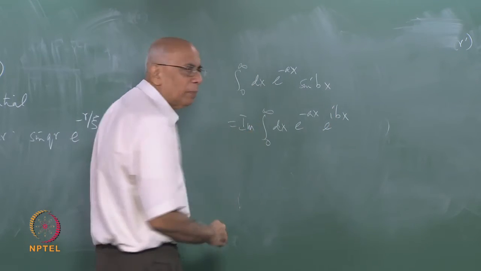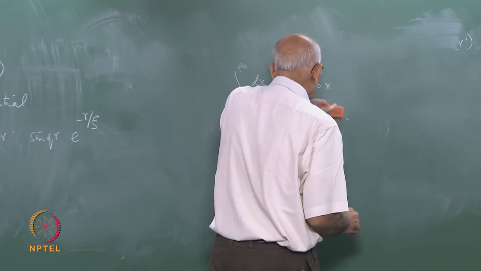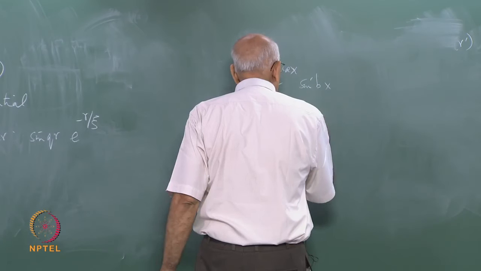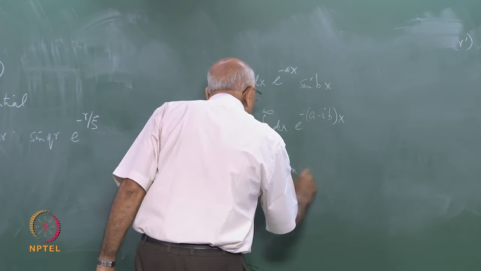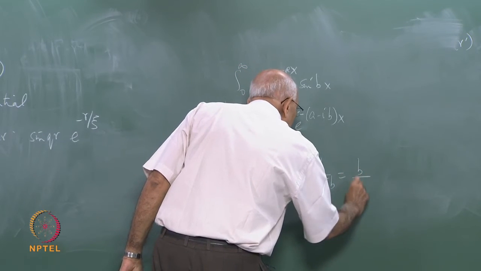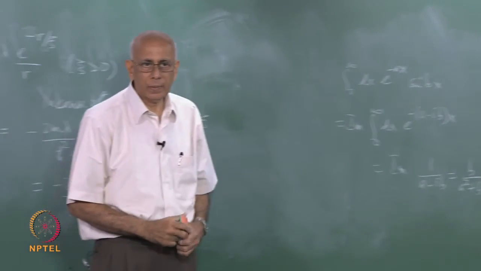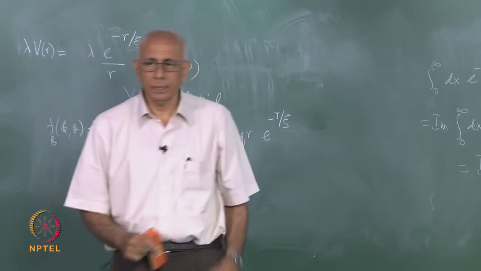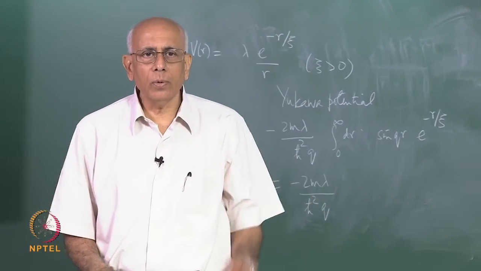All you have to do is take the imaginary part of this guy here. So write this as e to the minus (a minus ib) x, and that is equal to the imaginary part of 1 over a minus ib, which is equal to b over a squared plus b squared. And the cosine, of course, is a over a squared plus b squared.